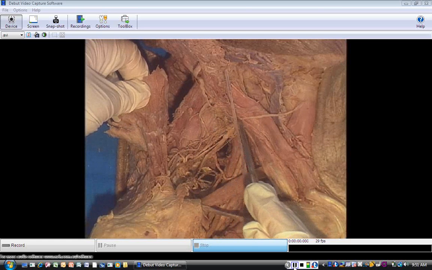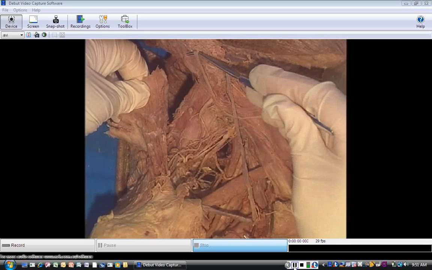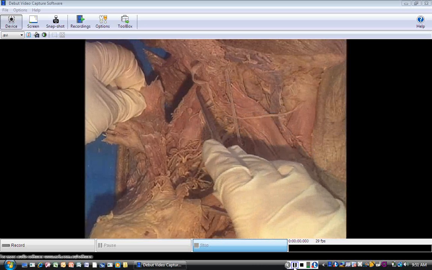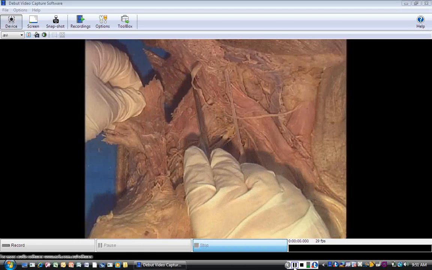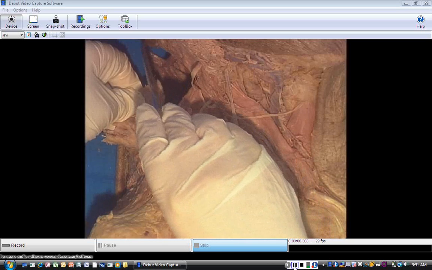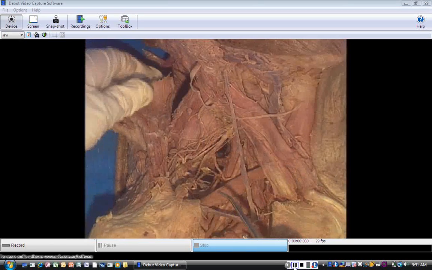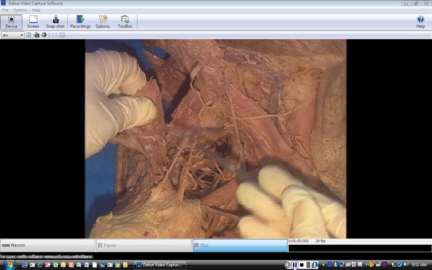This is the transverse cervical nerve. This is the greater auricular. Another branch, which this dissection doesn't have anymore, would be the lesser occipital, but it would be ascending along the posterior border of the sternocleidomastoid to the area behind the ear. And here's the ear. And then here are the supraclavicular branches.